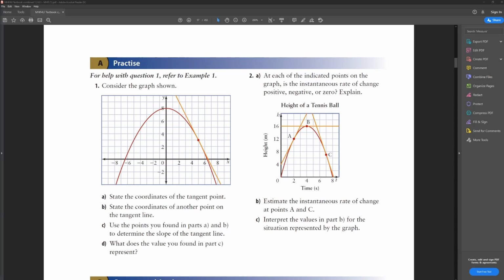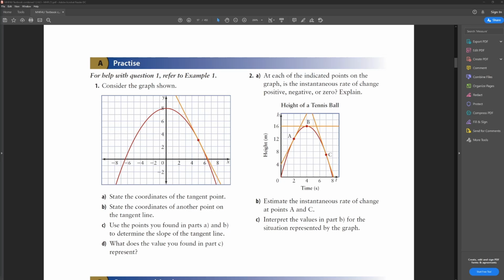B, estimate the instantaneous rate of change for points A and C. Okay, well, as I said, what we need to do is have a point very similar to the actual graph. So for point A, we definitely know that A is 2, 12, and then another point really close to it is 1, 8. So then we use those two values, and we would get that the slope of the line is equals to 8 minus 12 over 1 minus 2, which is equals to 4 meters per second.